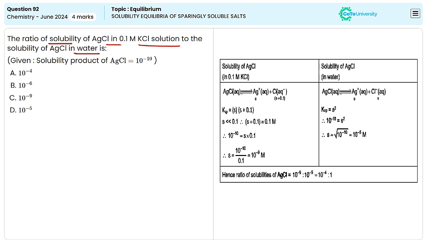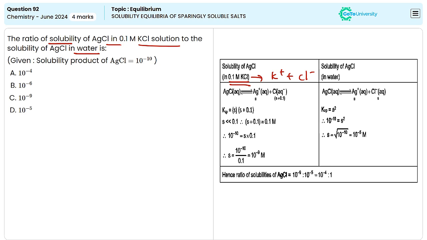solutions. If you are considering 0.1 molar potassium chloride, they can also produce 0.1 molar potassium ions and 0.1 molar Cl minus ions. Solubility product can be written as it is the product of molar concentrations of the cations and anions produced from the sparingly soluble salt in the solution.